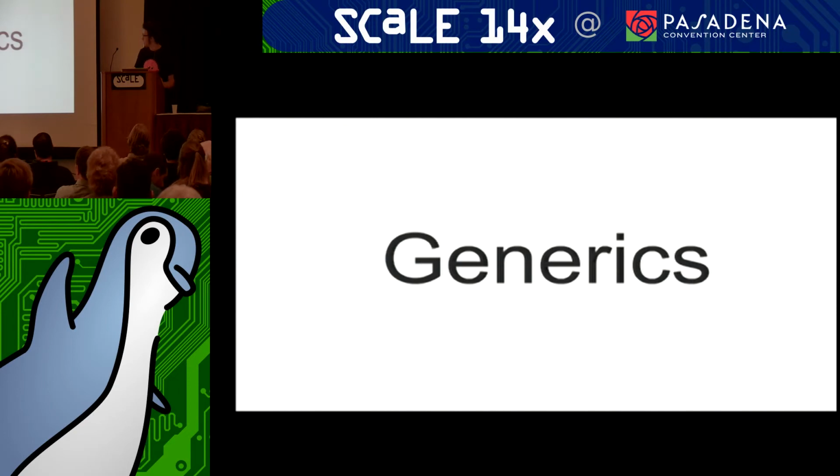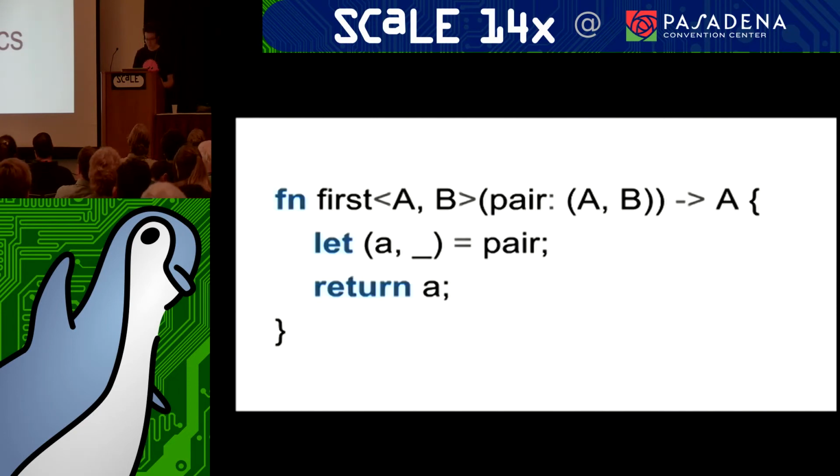Let's go one step further with generics. If I define a function here first, and if you're familiar with Java or anything like that, we're defining a generic type A and a generic type B, and creating a tuple out of those values. And we're basically just saying it's going to return that type A. In the body of our function, we're just saying for that tuple, just return the first one. So that's what the function's doing, right? Very simple.